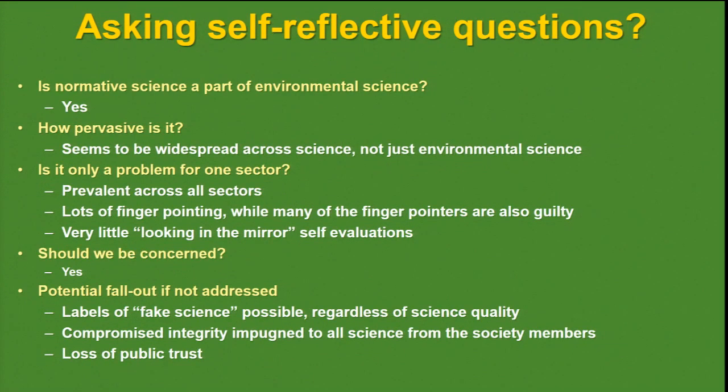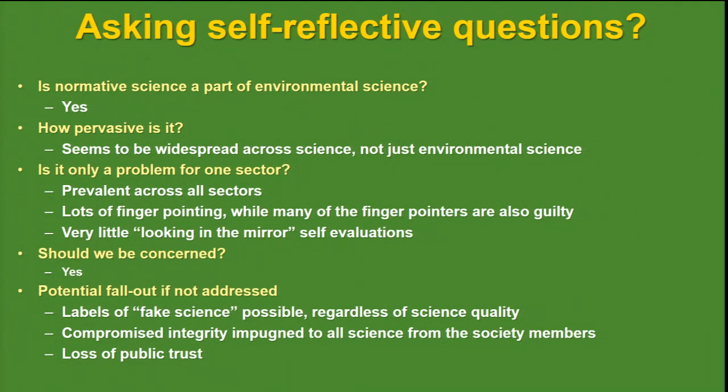So the reflective questions we should ask: is normative science a part of environmental science? Tying in with the spoiler alert, yes, it is. We're seeing it all over the place. It's not just us coming up with this; everybody is. It seems to be pretty pervasive across the sciences. Is it isolated in one sector? I think what we found in our looking is that the answer is no. It's prevalent across all sectors. There's lots of finger pointing, and I can point a finger at every one of you out here, but three fingers are pointing back at me.